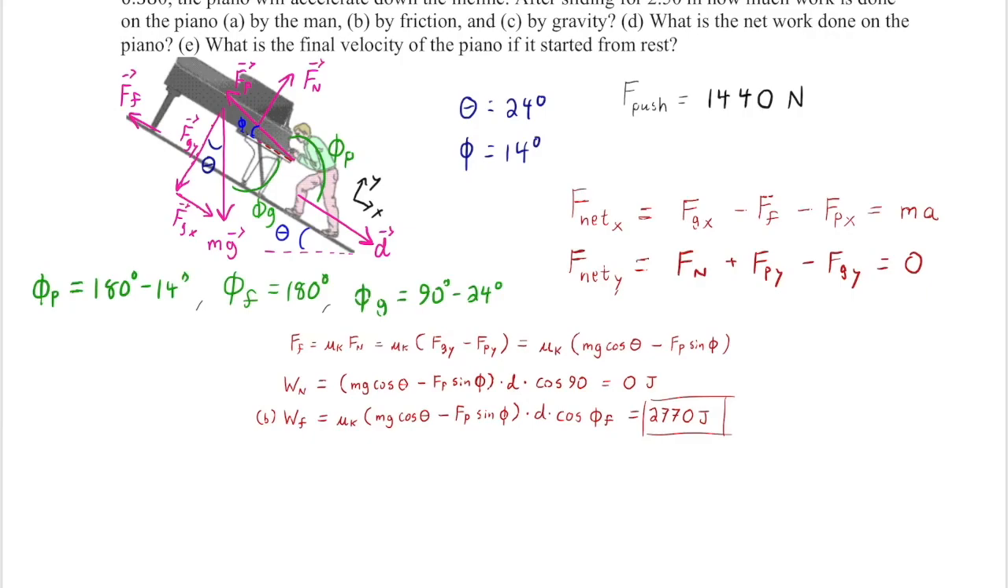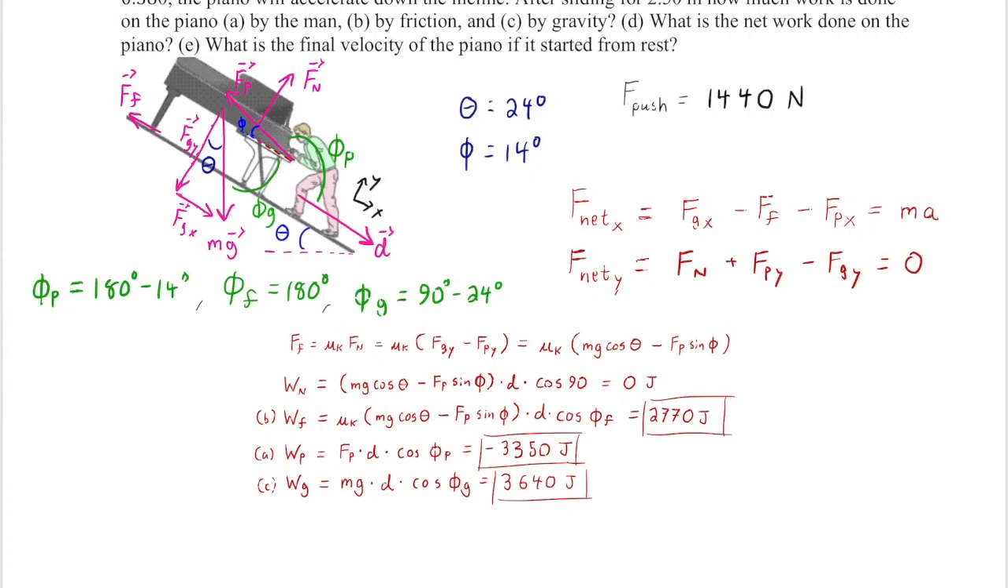2,770 joules. And that one, let's see, there should definitely be a negative on that one. So that one should pick up a negative. Looks like I left it off. And then the work done by the pushing force, that one does correctly have the negative, because that's just going to be the value of 1440 times the displacement times cosine of phi p, and phi p we know is just 180 minus 14, and that's this angle right here. And you can see why it's 180 minus 14, right? Because the 14 is just that smaller angle right there. And so that ends up being negative 3,350.